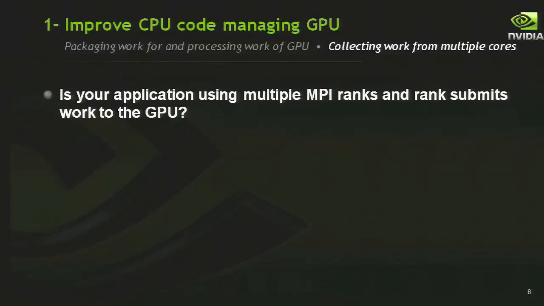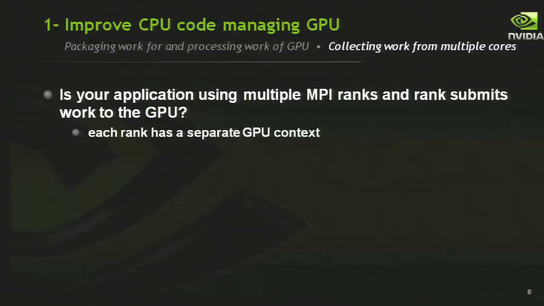Another point, is your application using MPI? And if it's using MPI, is it the case that each MPI rank is sending work to the GPU? This might be a very natural way for people to program, right? You had your work divided up amongst all the cores, and each core had an MPI rank on it. And now you just accelerate some portion of the work, and to do that, each rank takes that portion of the work and kicks off a GPU kernel.